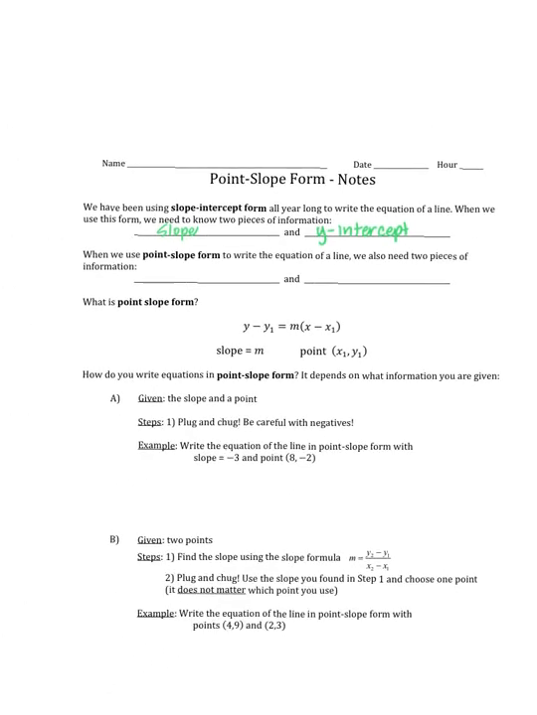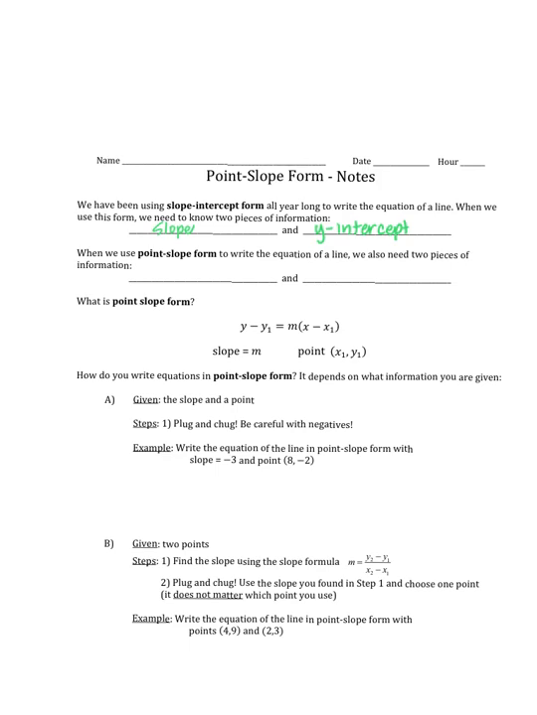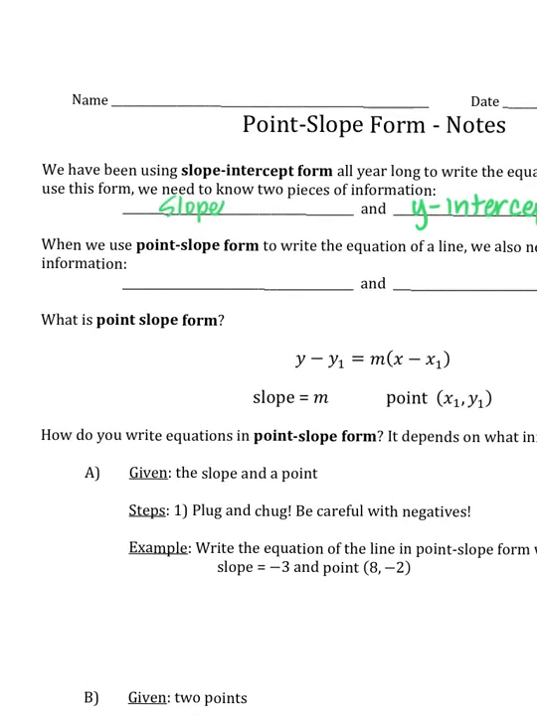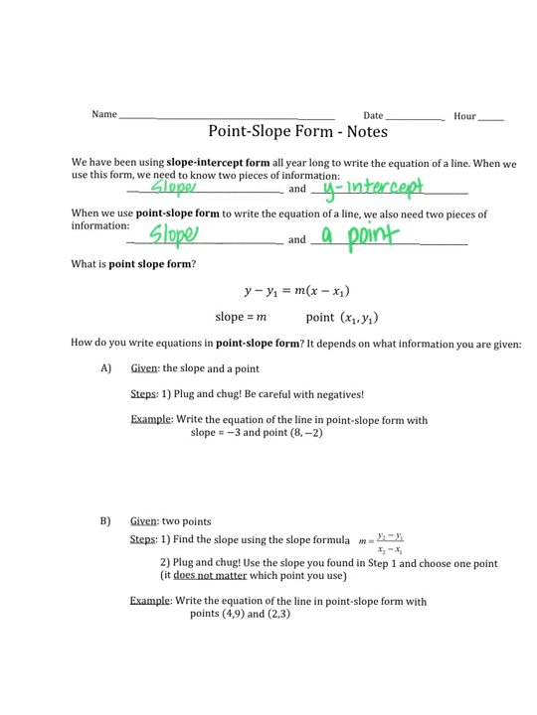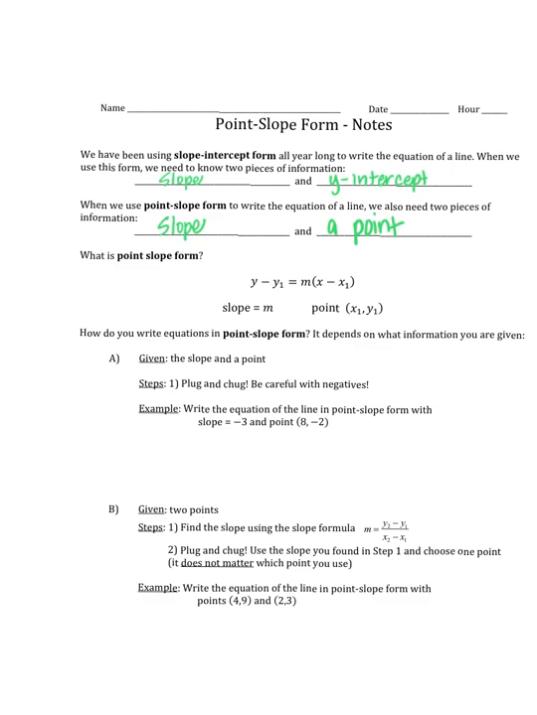Okay? When we use point slope form to write an equation of a line, we also need two pieces of information. Here we need the slope and we need a point. Okay, so let's look at point slope form.